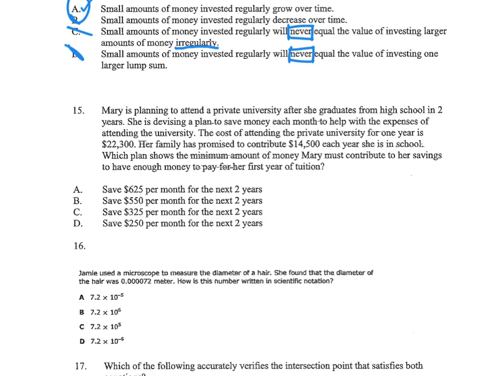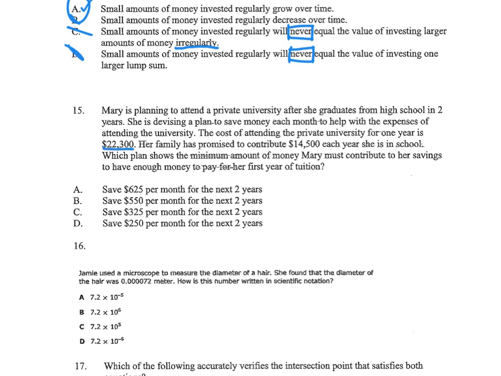Number 15. Mary is planning to attend a private university after she graduates from high school in 2 years. She is devising a plan to save money each month to help with the expenses of attending the university. The cost of attending the private university for 1 year is $22,300. Her family has promised to contribute $14,500 each year she is in school. Which plan shows the minimum amount of money Mary must contribute to her savings account to have enough money to pay for her first year of tuition?